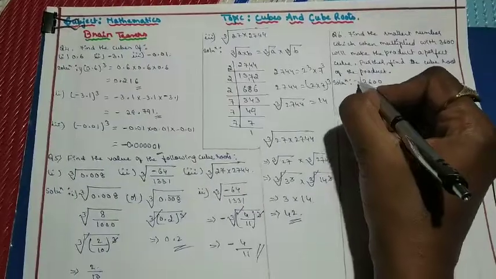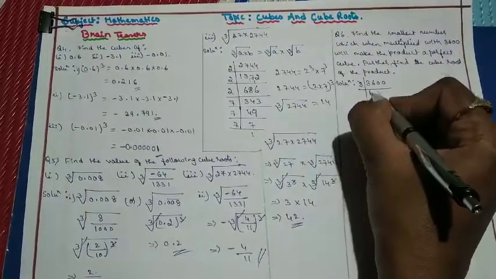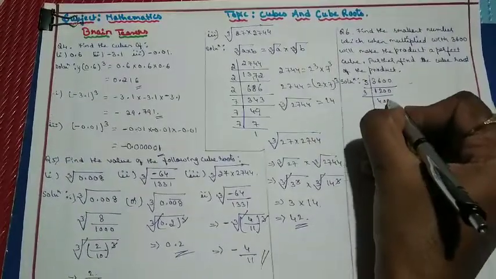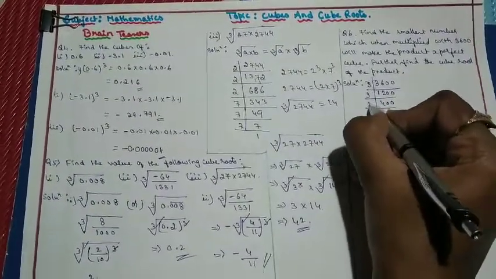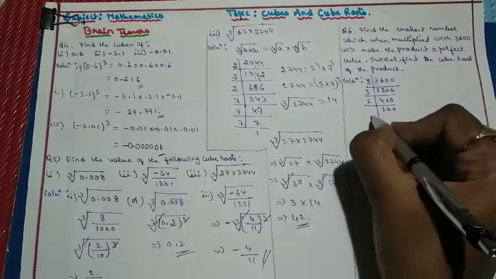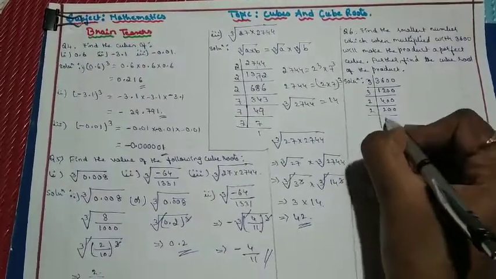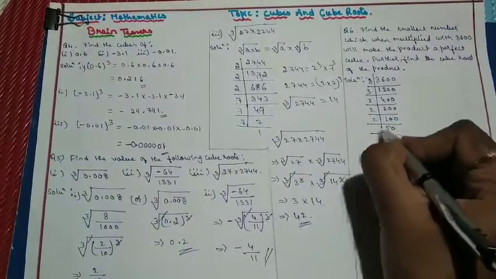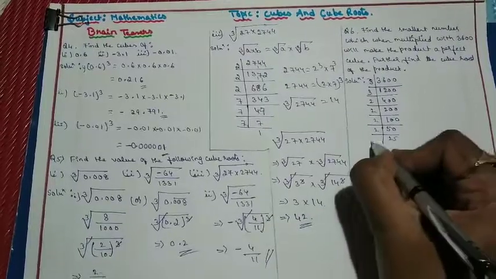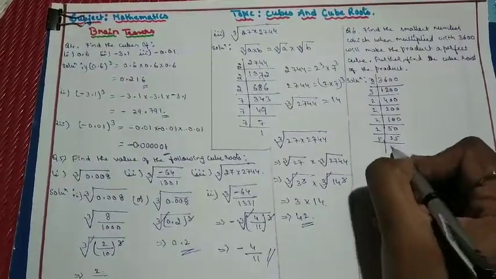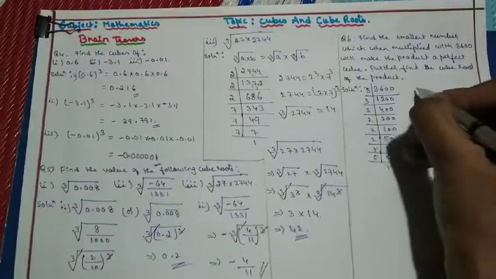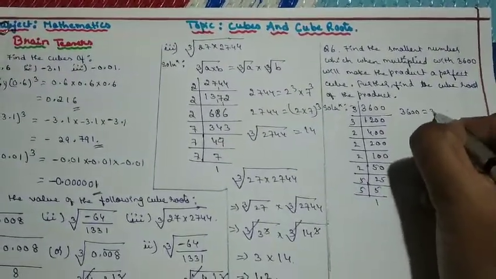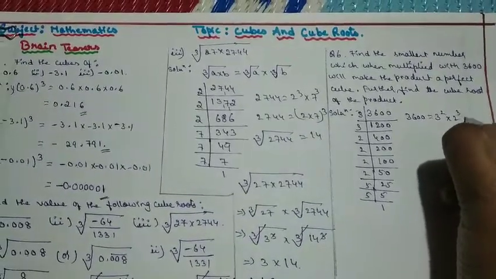Okay, so I'll go with the 3 table. 3 1s are 3, 3 2s are 6, 0 0. Then 3 4s are 12, 0 0. Then I'll go with the 2 table. 2 2s are 4, 0 0. Then 2 1s are 2, 0 0. Then 2 5s are 10, 0. Then 2 25s are 50, then 5 5s are 25, 5 1s are 5. Here we can see 3600 can be written as 3 square into 2 cube into 5 square.